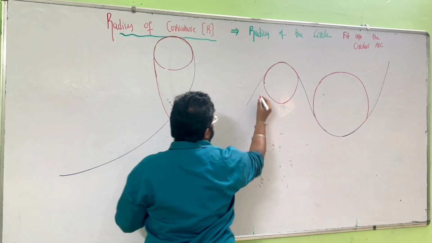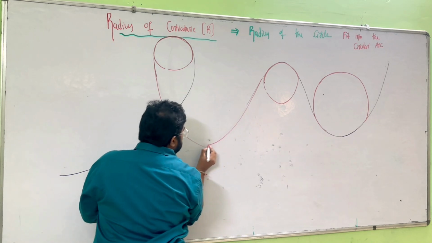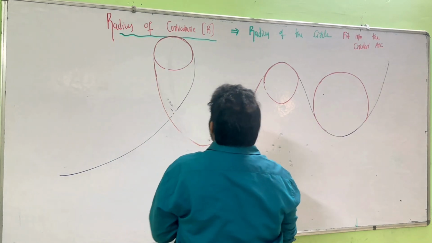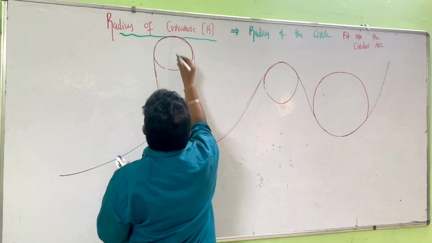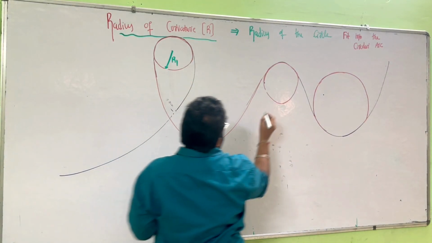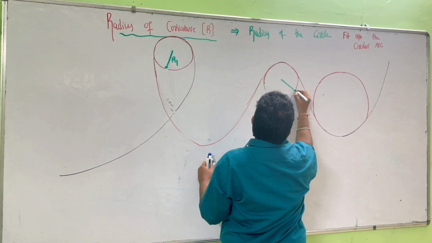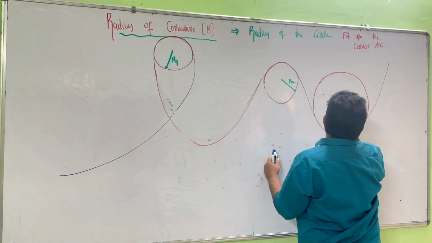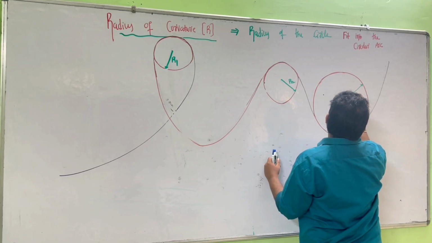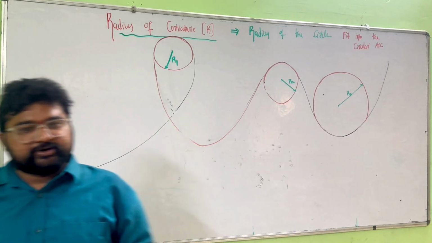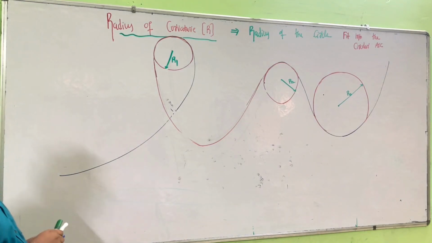See this. Here to here, how much circle can we fit? So this is the radius of curvature R1. Radius of curvature R2. Radius of curvature R3. Understood?